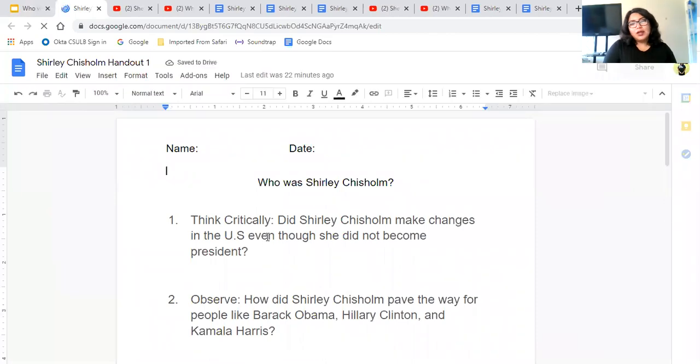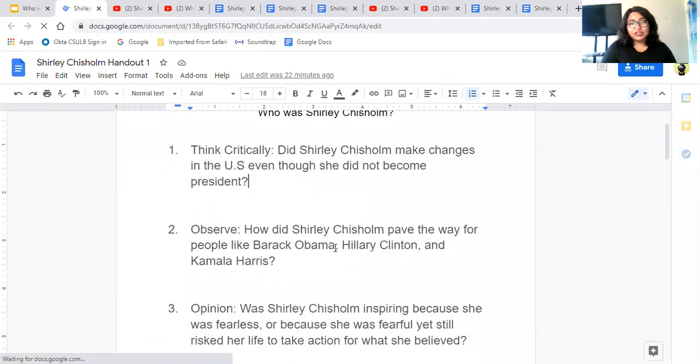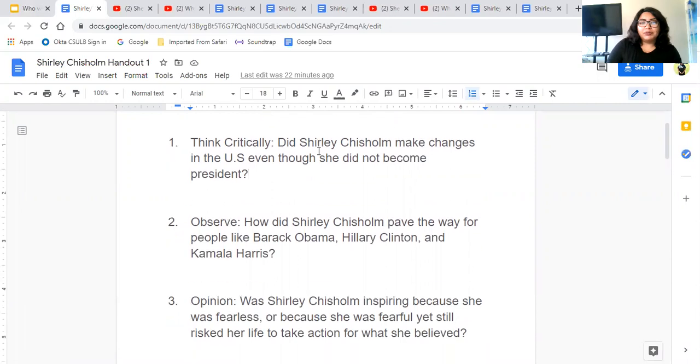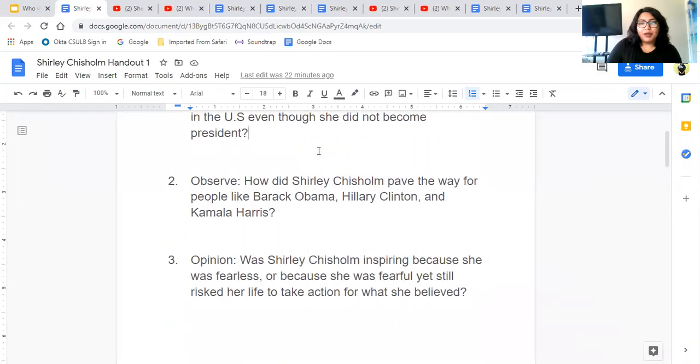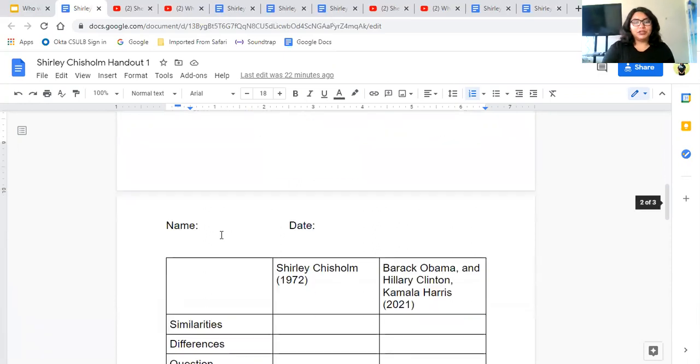And then after all that, I have this handout. These questions could either be a discussion, or I could have them write a sentence or two of what they think. For number one, they'll have to think critically. Did Shirley Chisholm make changes to the US even though she did not become president? Number two, observe that Shirley Chisholm paved the way for people like Barack Obama, Hillary Clinton, and Kamala Harris. And number three is the opinion question, the question I asked earlier about Shirley Chisholm: was she inspiring because she was fearless or because she was fearful yet risked her life for what she believed?